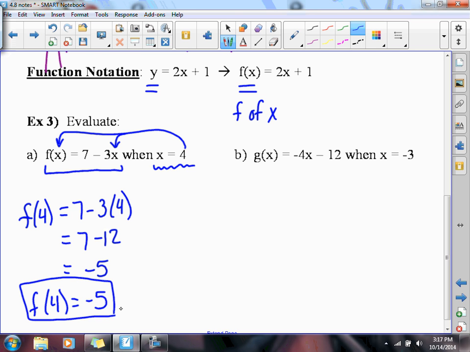You evaluated the function. And what that means is when you put 4 into the function, you get negative 5 out. So that ordered pair, (4, -5), is on the graph of that line. That's what that means.